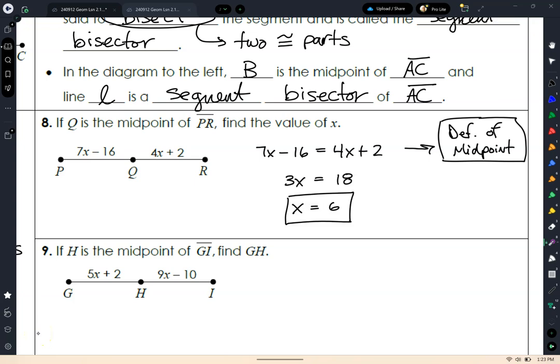Should have gotten X equals 6. Yes? Good? All right. Okay, now I want to show you a different way that I could have written this problem for you. So I want you to write this out here. So I could have asked you the problem here in question 8, or I could have done it like this.